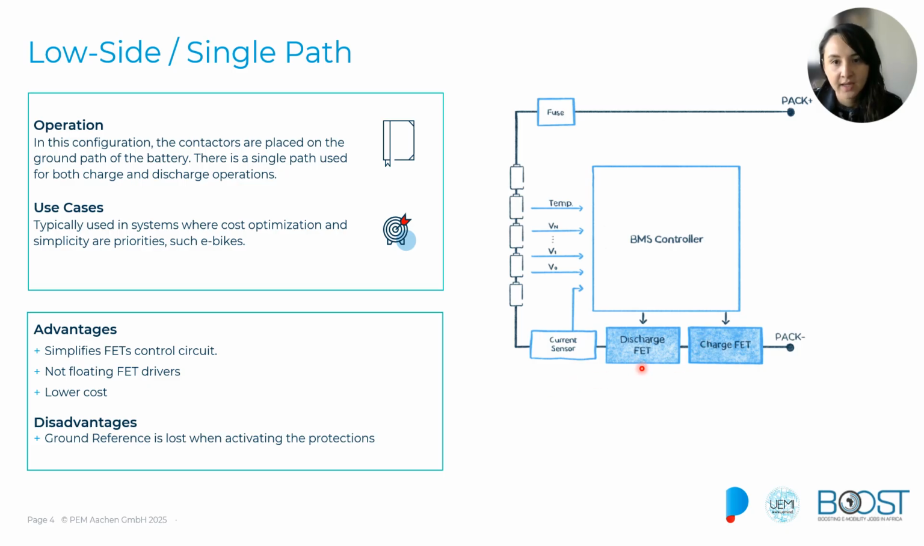As both of those FETs are close to the ground and they are connected in the ground path, this setup eliminates the need for advanced high side control circuitry. Usually when we have switching devices in the high side of the battery, as these contactors will be floating, we need to manage them with very costly and very specific control circuits, and in this case that is not needed.